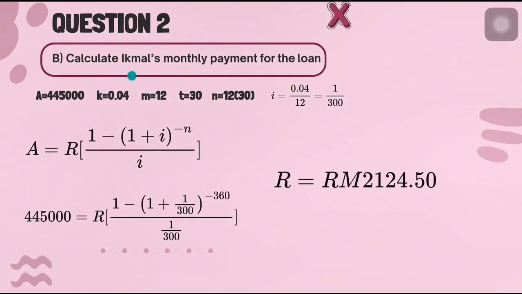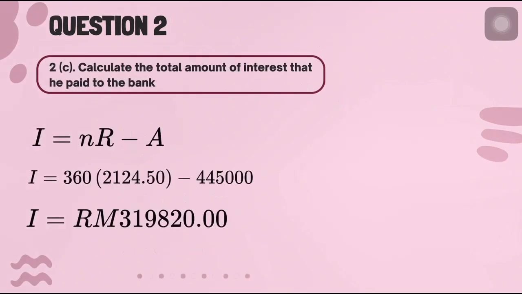Calculate Iqmal's monthly payment for the loan. So we gather all of this information and put it in this formula. It's called present value. So 445,000 equals R, open the bracket, 1 minus, open bracket, 1 plus 1 divided by 300, close the bracket, power of minus 360, and then we divide it by 1 divided by 300 and close the main bracket. So you just use the solve function as always, and then you're going to get R equals 2,124 ringgit 50 cents.